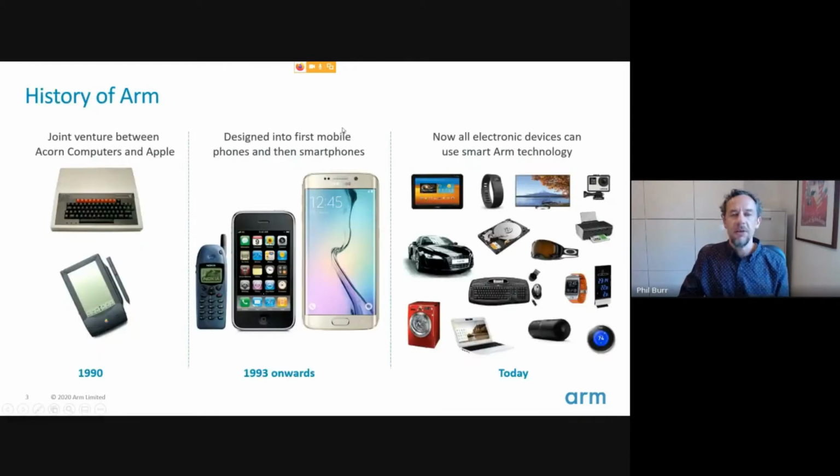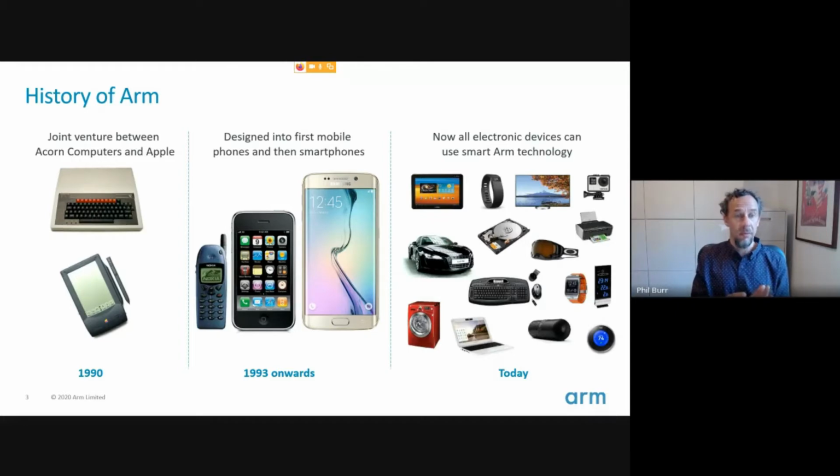So a very, very brief history of ARM. Some of you may know that it was started back in 1990. It started off as a joint venture between Acorn Computers and Apple. ARM had designed a CPU for a home computer, and that business went away, and Acorn was left with a CPU design.